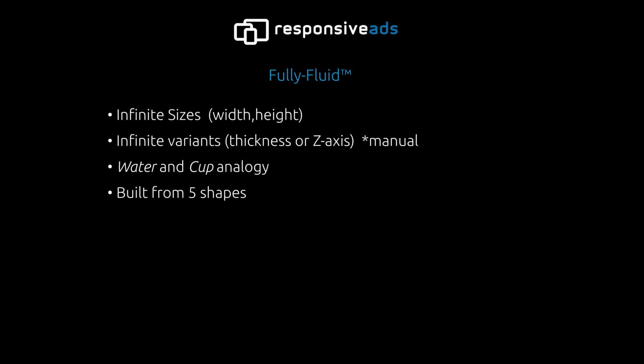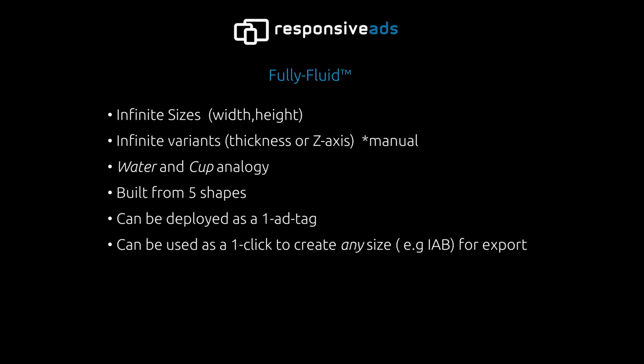The fully fluid is built from 5 shapes automatically. So if you lay out the 5 shapes we use, they are horizontal, landscape, tile or square, portrait, and vertical. Those 5 shapes will give you infinite sizes automatically. And it can be deployed as one ad tag, as I mentioned, so you can have a fully fluid that could be deployed into your site and fit all of your ad slots dynamically, like water fitting all of those cups. It can be used as one click to create any size.